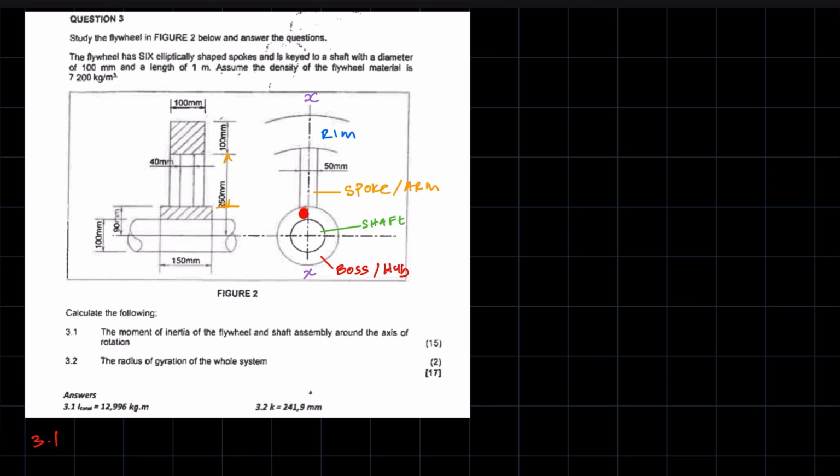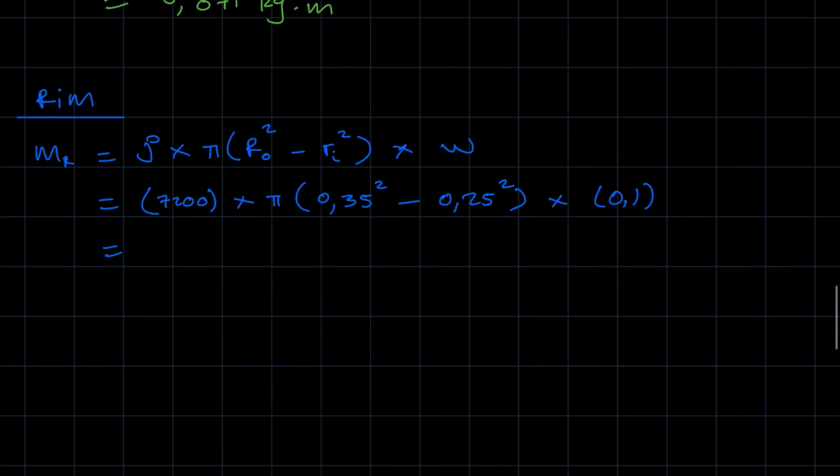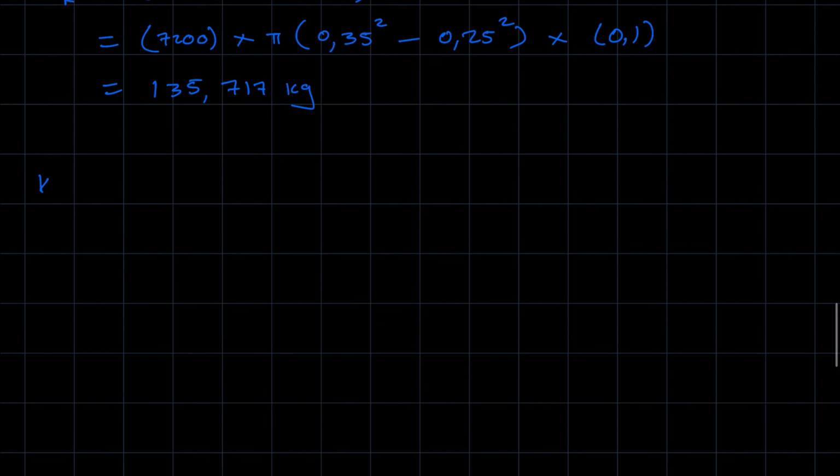So this is 0.25 squared times the width, which is 100 millimeters, so that is 0.1. Now if you punch this in your calculators, we are going to get 135,717 kilograms. We've calculated the mass. Now we calculate the radius of gyration squared of the rim.